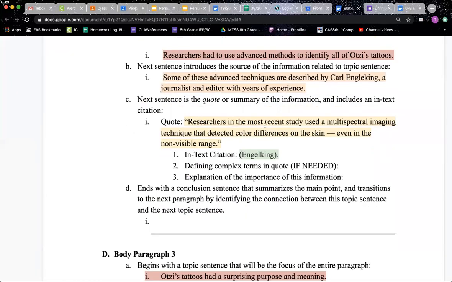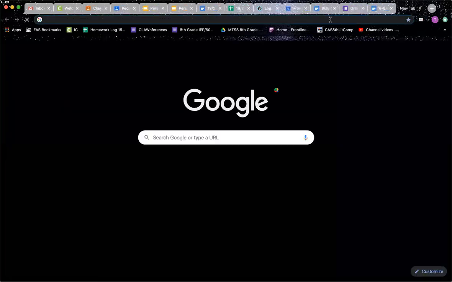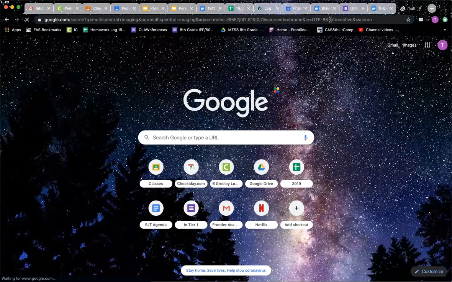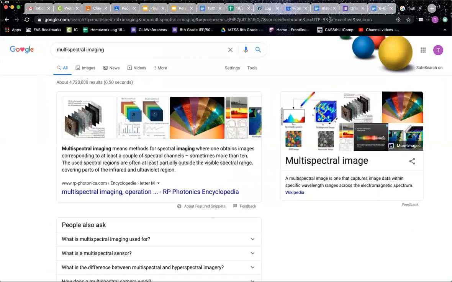Researchers in the most recent study used a multispectral imaging technique that detected color differences on the skin, even in the non-visible range. Okay, now I have some complex terms. I do not know what multispectral imaging is. So I'm just going to copy that. I'm going to open up a new tab up here. I'm going to paste that term in here and see what I can get.